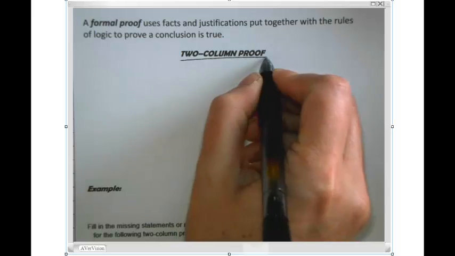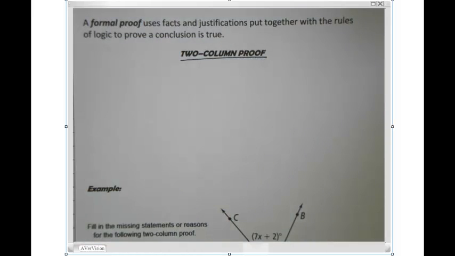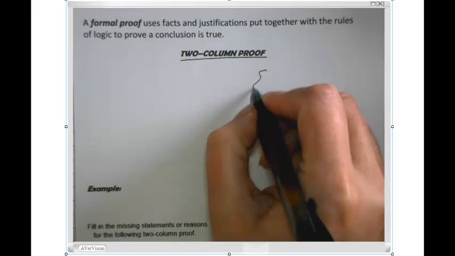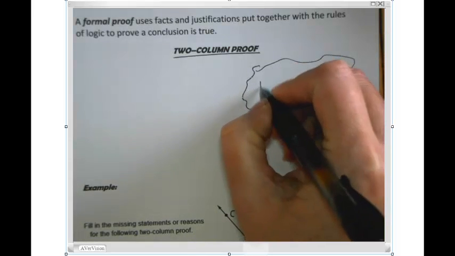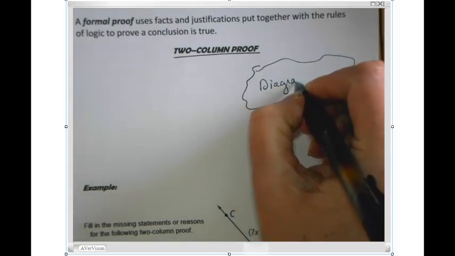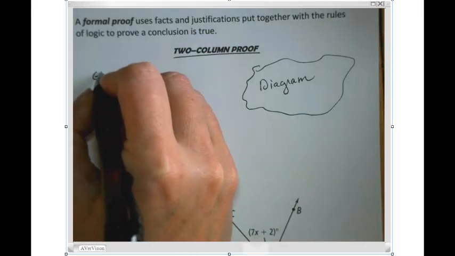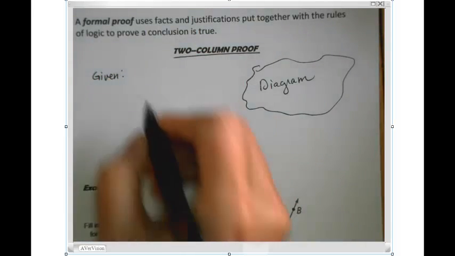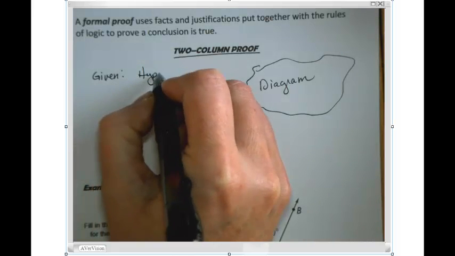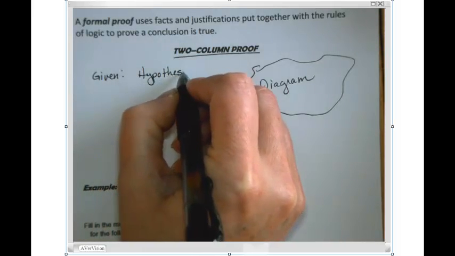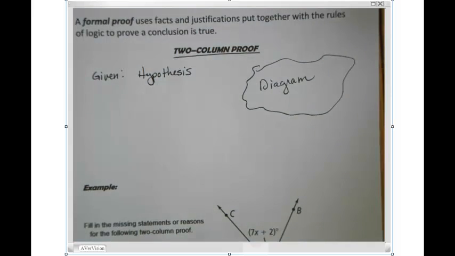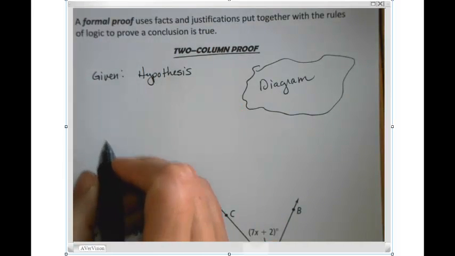A two-column proof has certain parts that we need to understand. First of all, there's usually some kind of a diagram given to you, and you'll want to write those diagrams out if you're copying them out of the book. Also, there's what's called the given statement. And the given statement comes directly from the hypothesis of our statement that we're trying to prove. So it's the stuff that we get to start just assuming those things are true.